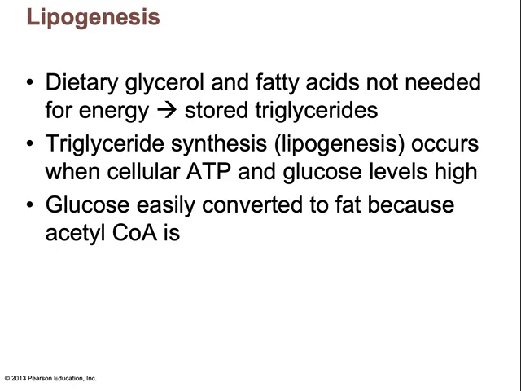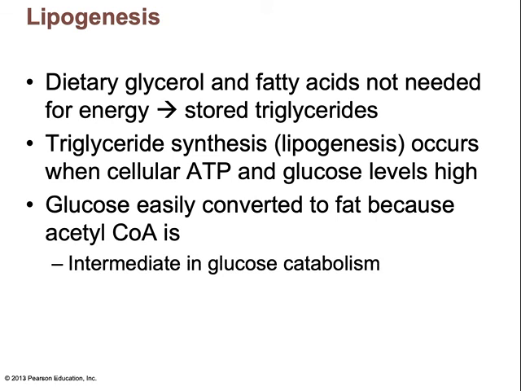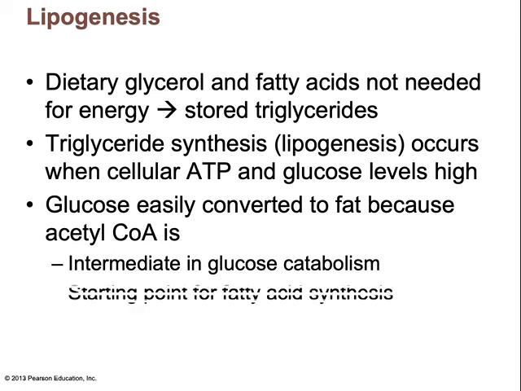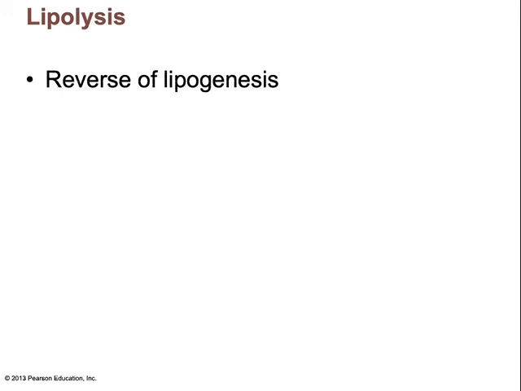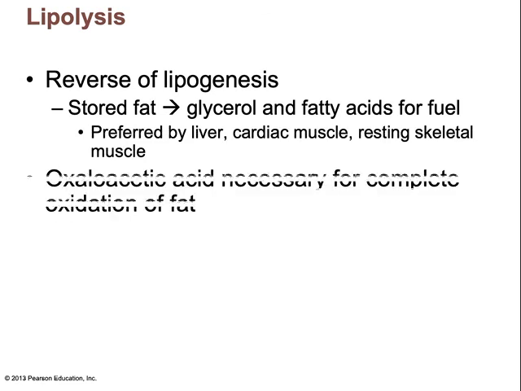Lipogenesis is just the production of fat. Dietary glycerol and fatty acids that aren't needed for energy get stored as fat in the body, in adipose tissue, as triglycerides. And this happens when ATP levels are high. The glucose is converted into fat because acetyl-CoA is an intermediate in glucose breakdown and a starting point for fatty acid synthesis. Lipolysis is the reverse of lipogenesis.